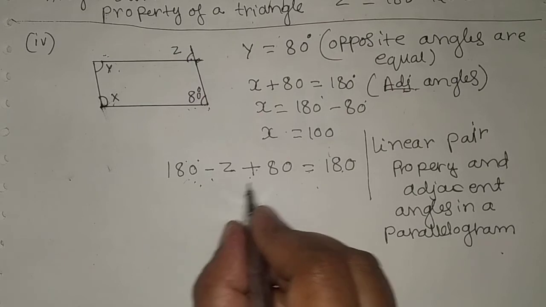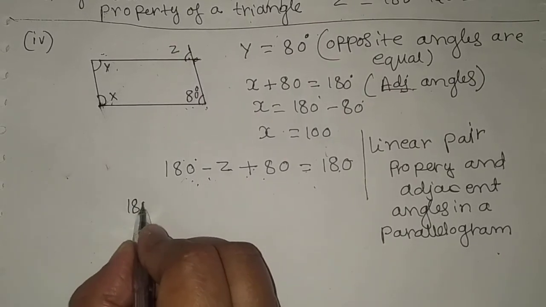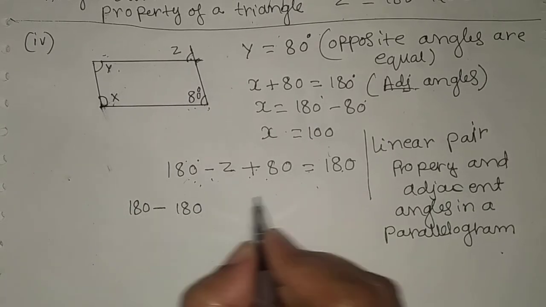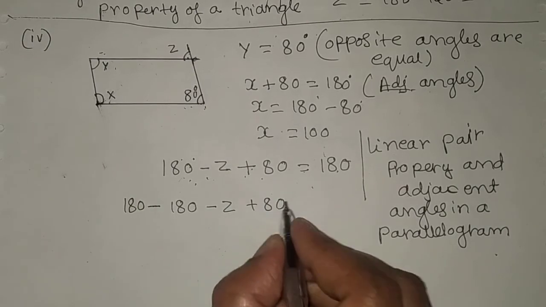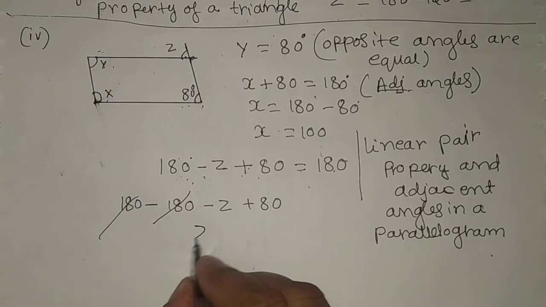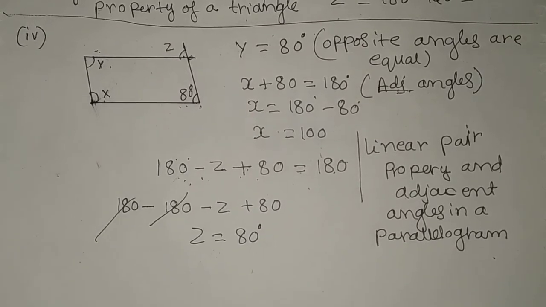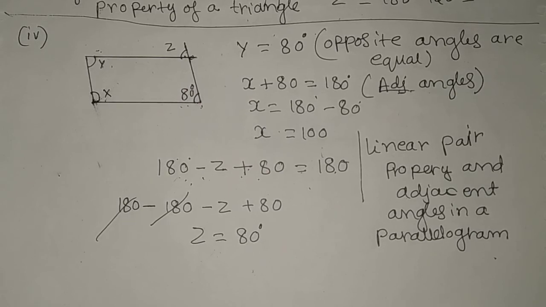Therefore we can calculate how much. This one 180, this one comes this side, means 180 minus 180 minus Z plus 80 will become, these two cancel, therefore Z is equal to 80 degrees we are getting. So this is the solution for the fourth problem in question 2.